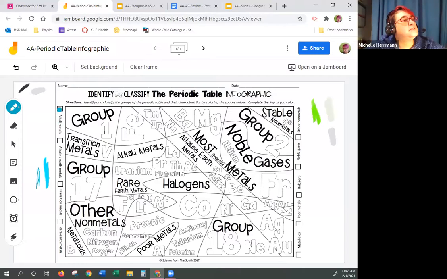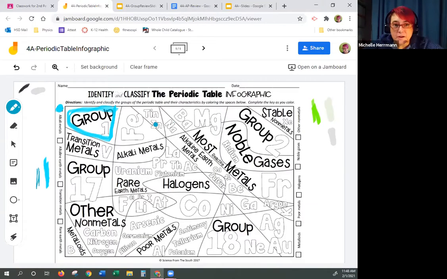So for instance, if I choose alkali metals, I say, okay, I'm going to use that as blue. So which of these clues go with alkali metals? One thing I know is that group 1 is alkali metals. So I would color it the same color because I know that those go together. Does that make sense? So for every one of these sections, you have some information and you have to decide which category that goes with.